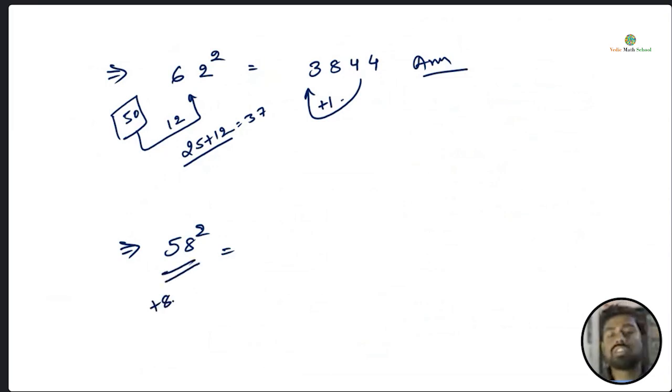Let's take 58 square. Here the difference is plus 8. So 8 square is 64, and 25 plus 8 is 33. Understood?